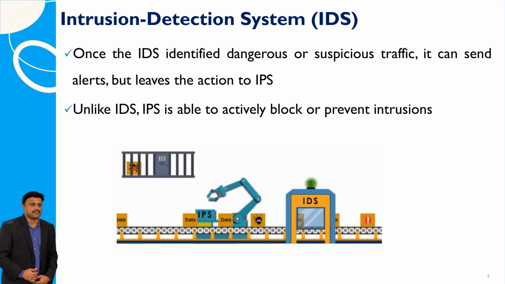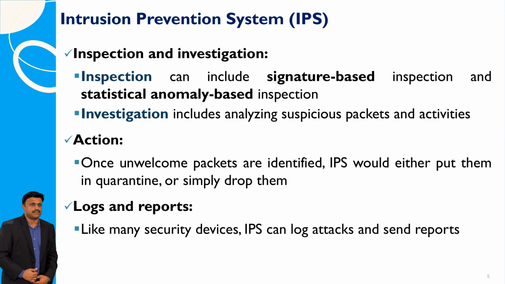However, it differs from an intrusion prevention system, which has the capability to actively block or prevent intrusions, distinguishing it from the intrusion detection system. An intrusion prevention system operates through inspection and investigation, which can involve signature-based and statistical anomaly-based methods. Inspection entails analyzing suspicious packets and activities, while investigation delves into their nature. Upon identification of unwelcome packets, the intrusion prevention system takes action by either quarantining them or dropping them altogether. Additionally, it logs attacks and generates reports, similar to other security devices.